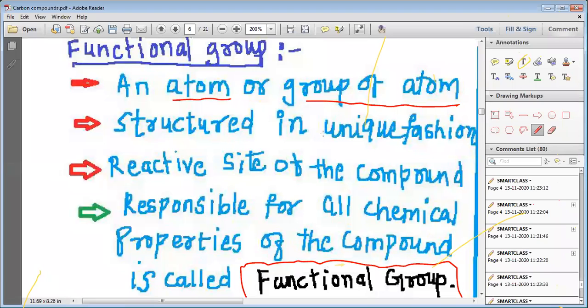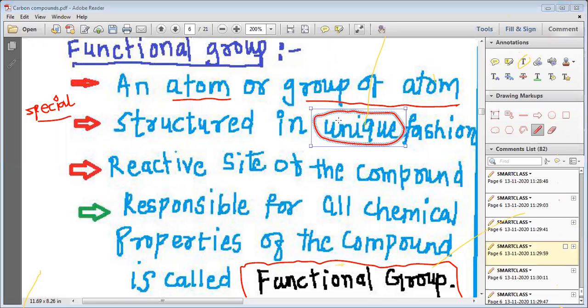Second, structured in unique fashion. Please understand this word unique. What is the meaning of the word unique? Unique means special. It means that the structure of this functional group is unique, it's special and not similar to anyone else. Another meaning of unique is not similar to anyone else.